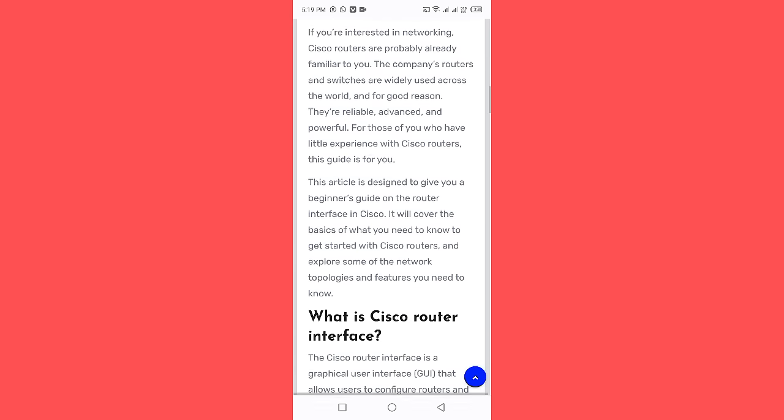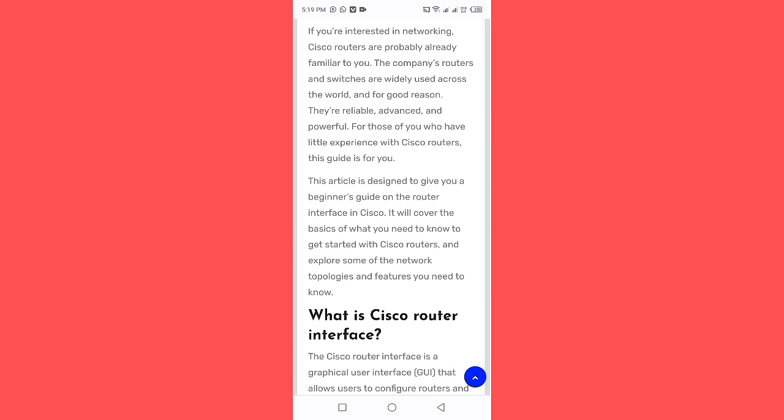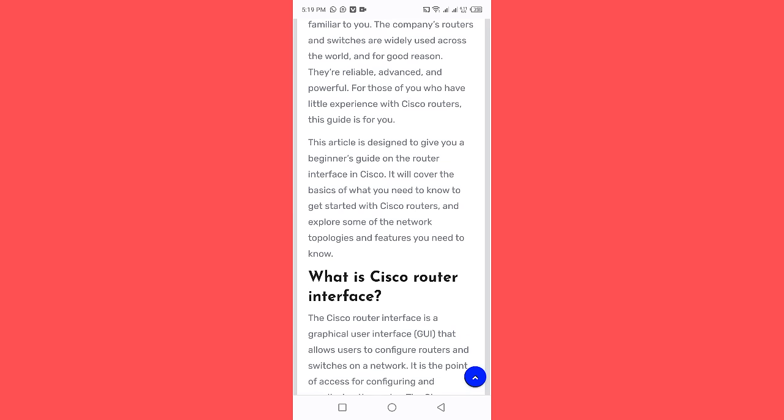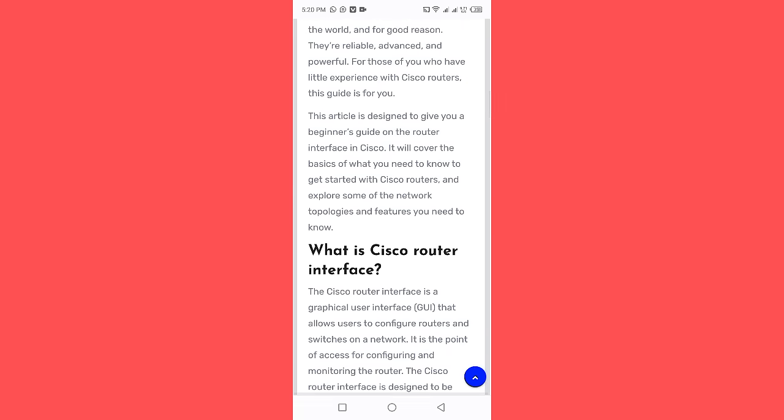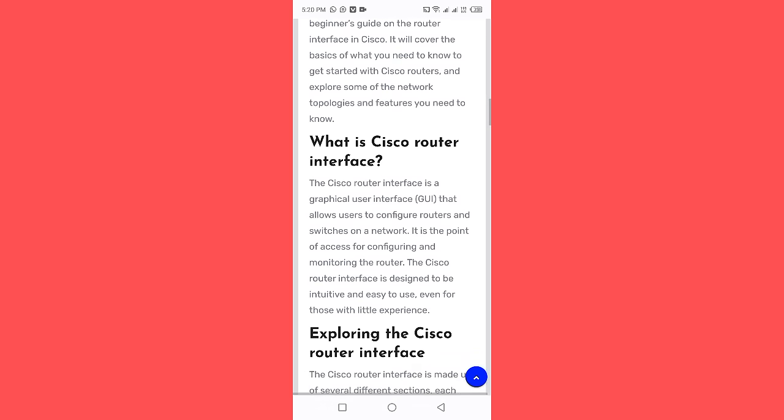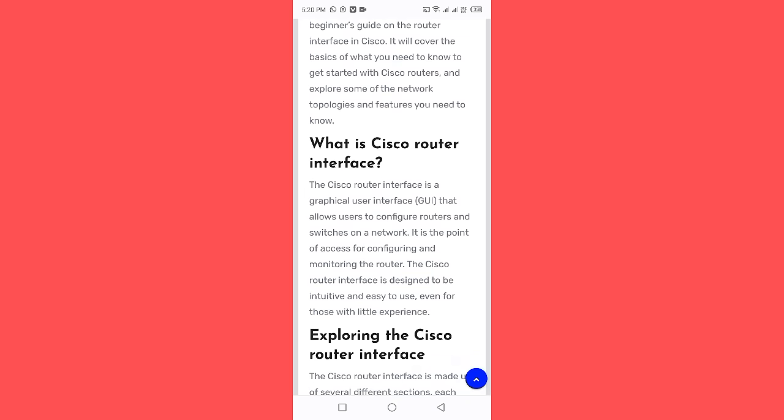This article is designed to give you a beginner's guide on the router interface in Cisco. It will cover the basics of what you need to know to get started with Cisco routers and explore some of the network topologies and features you need to know. What is the Cisco router interface?